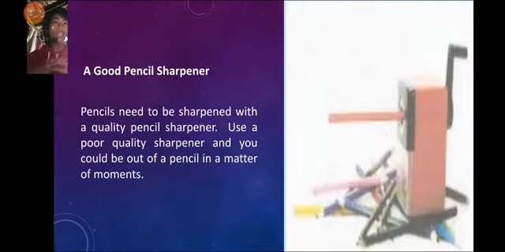I've experienced this: I have a quality pencil, but the quality of the sharpener is very low. So the pencil was consumed, and the money that I spent on buying it became worthless because the sharpener is of low quality.